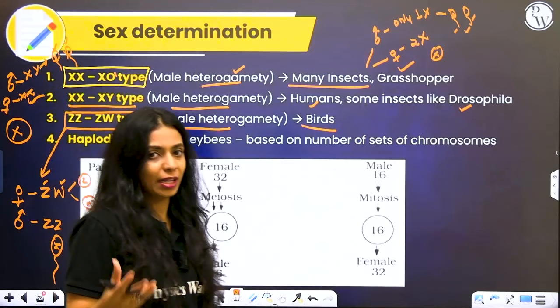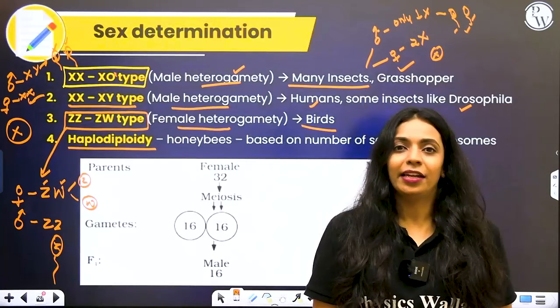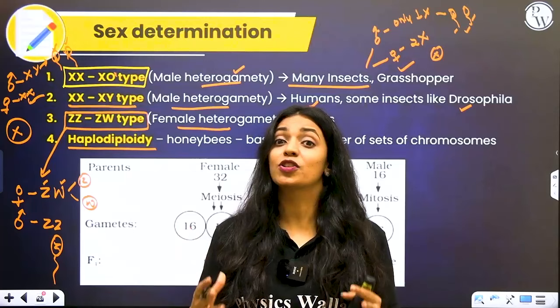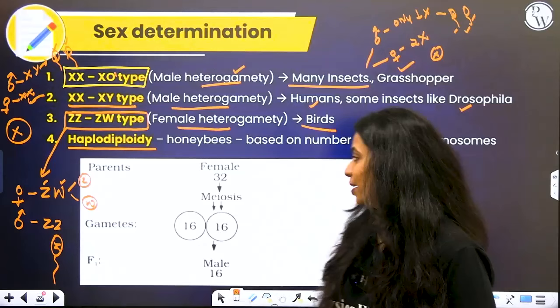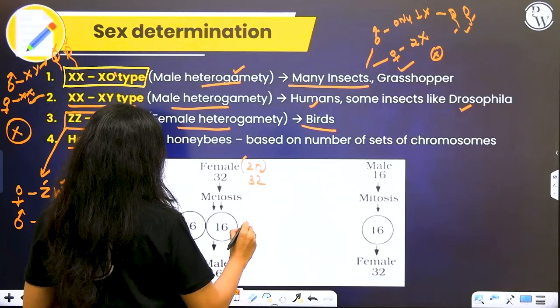We have another stunning type of sex determination that we see in honeybees, which is very, very interesting. It is called haplodiploidy. In honeybees, whether a bee is male or female is determined by the number of sets of chromosomes it has. If it is haploid, it is male. If it is diploid, it is female. So a female queen bee is the one that reproduces always. It will be diploid and it will have 32 chromosomes. This female will undergo meiosis to produce egg cells that have 16 chromosomes each.